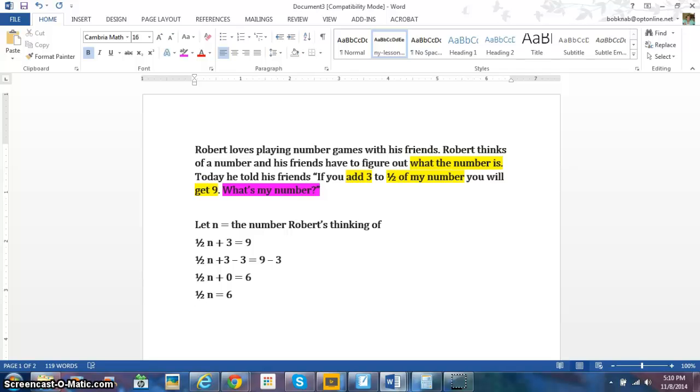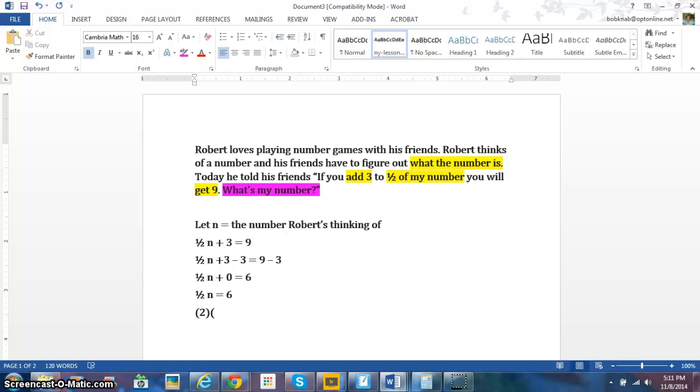Well, I know what 1/2 of n is. I need to know what 1n is. So we know if we multiply by the multiplicative inverse, we will get a 1. So 2 is the multiplicative inverse of 1/2. So we'll multiply both sides by 2.